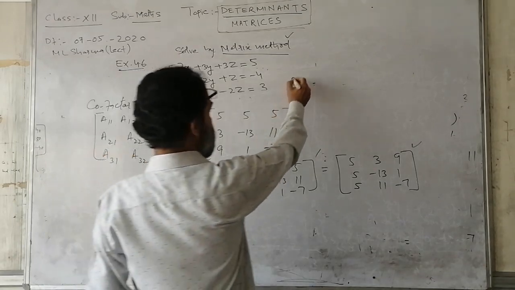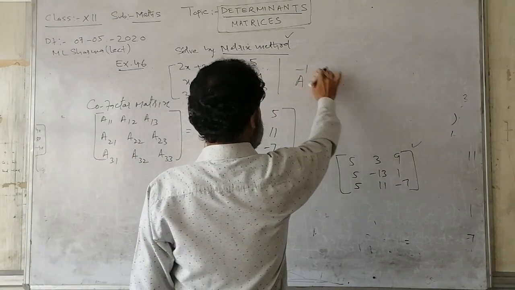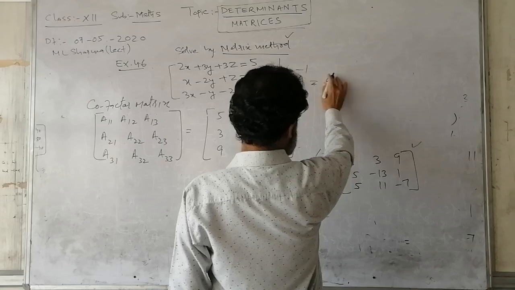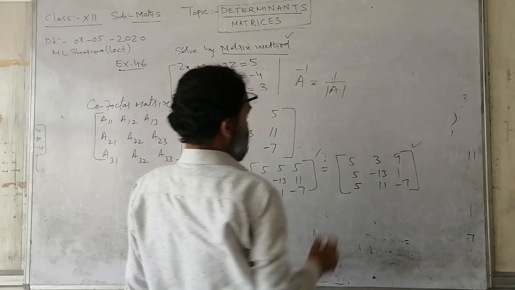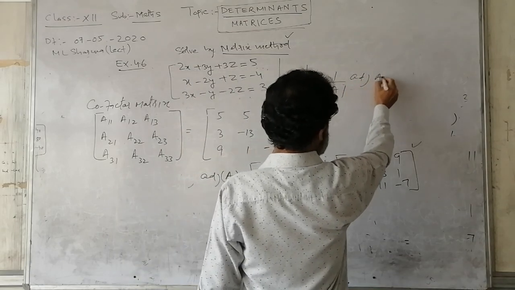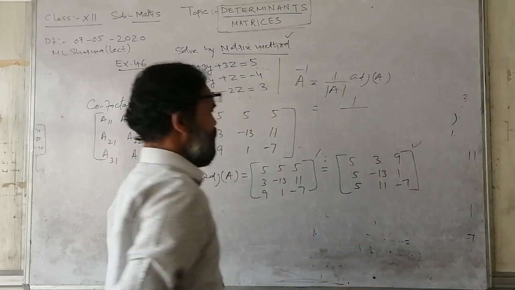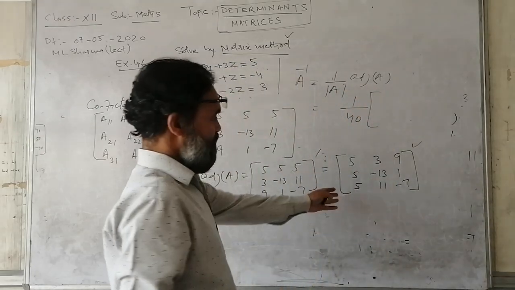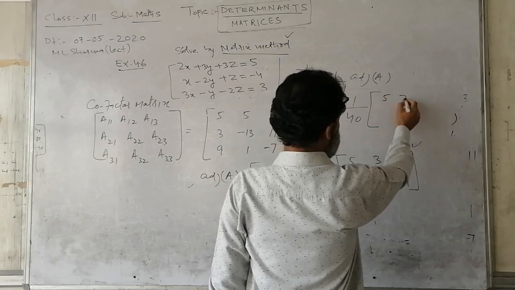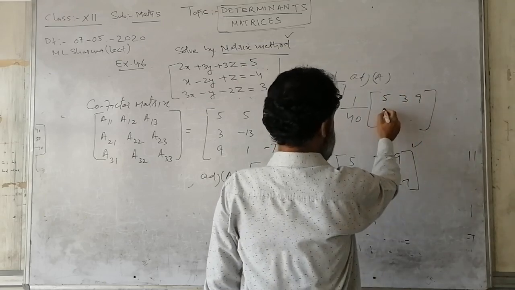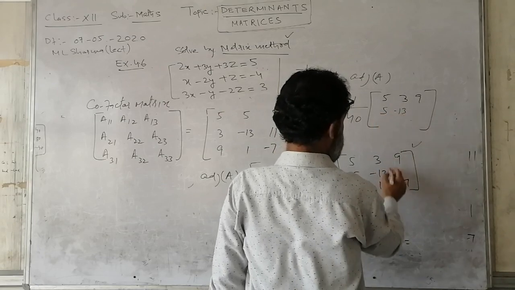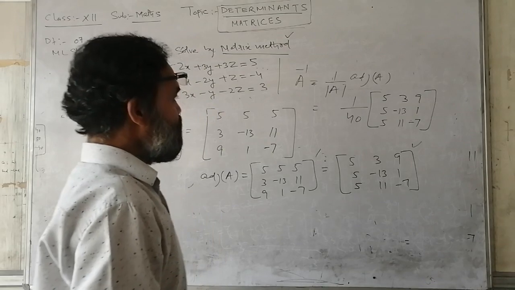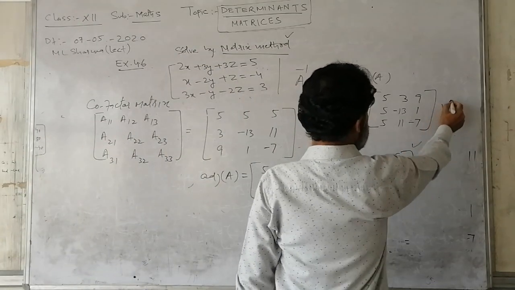Now I will find inverse A. So inverse A is equal to 1 upon determinant A into adjoint of A. The value of determinant A is 40, into adjoint A. The value of adjoint is this. So this is the value of inverse.